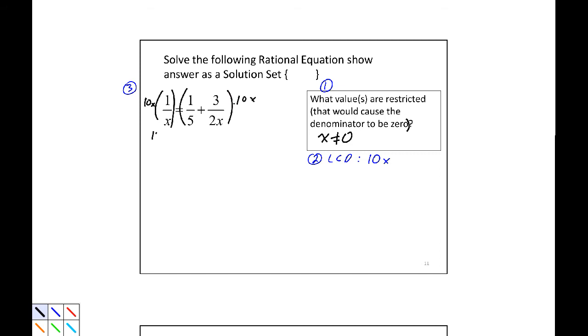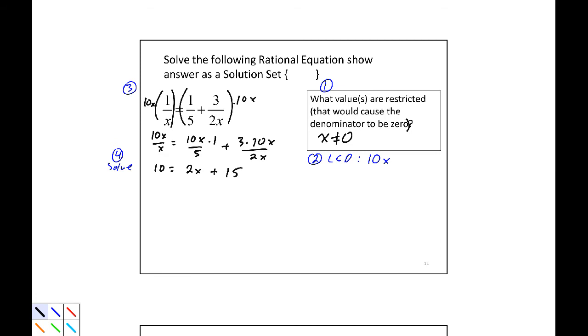Distributing that, I would get 10x over x equals 1 times 10x over 5, plus 3 times 10x over 2x. Now, things will reduce. I'm going to combine a few things. So on the left side, and this is the fourth step, is solve this. That will be 10 equals 2x plus, the x's will cancel there, so that should be 15.